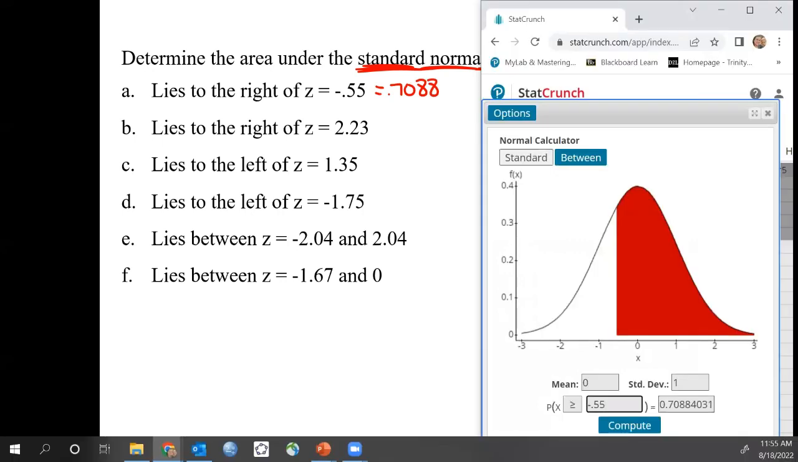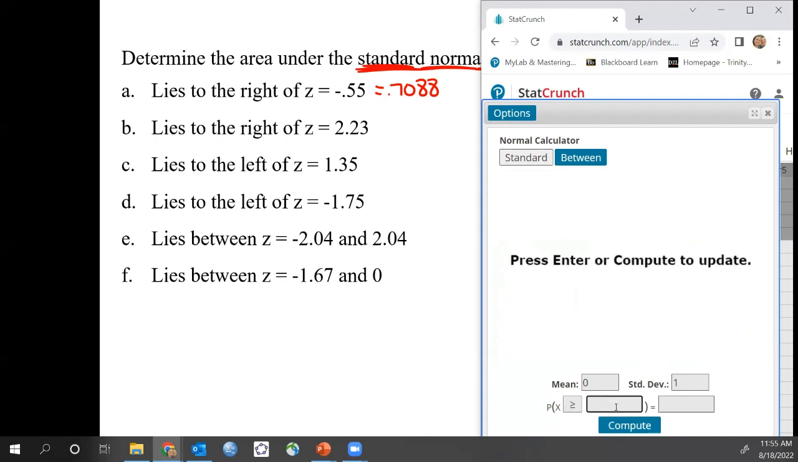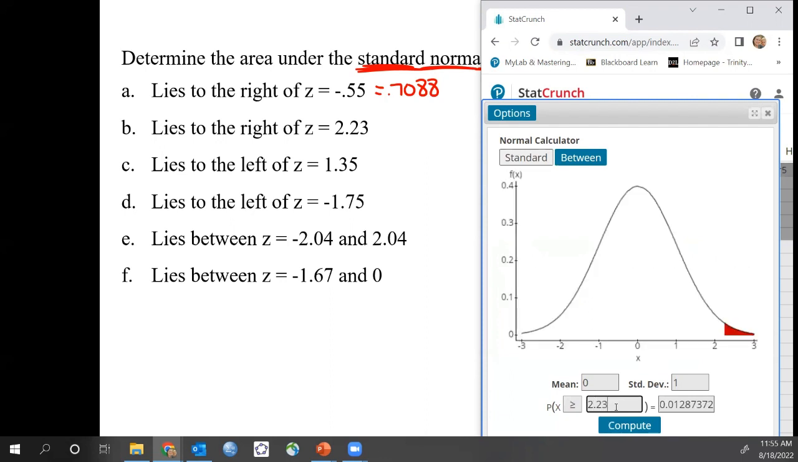If you want to pause and try these and then check the answer, you have every right to pause and then come back and check your answer. I want another right. So greater than 2.23. And I can always double check. Lies to the right means my shading should be to the right. If it is not, I need to change my symbol.